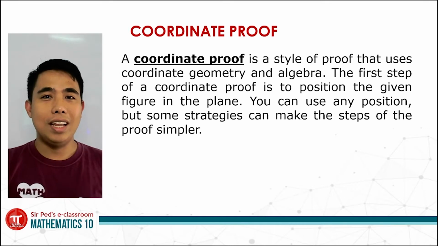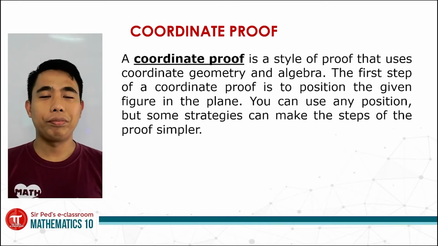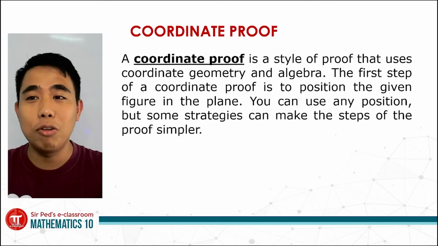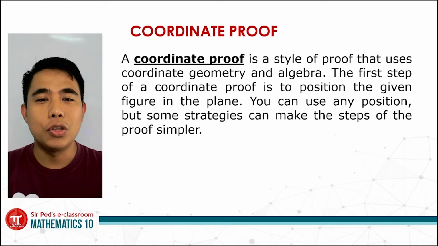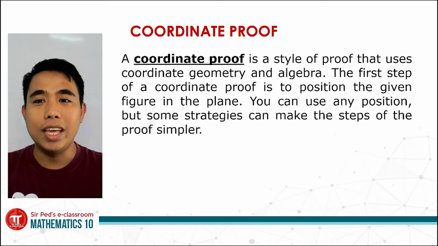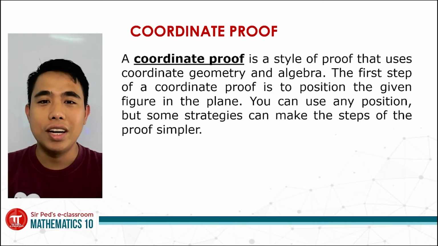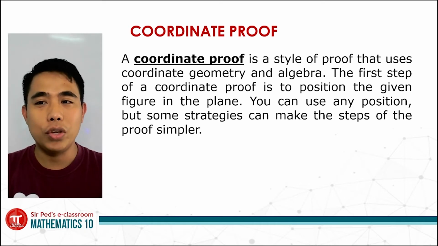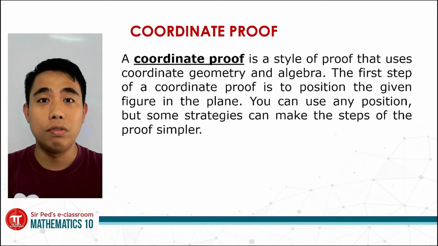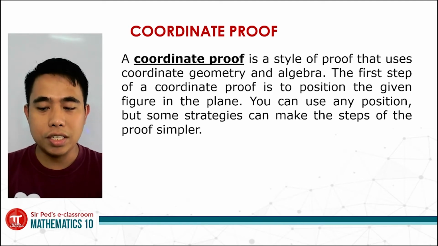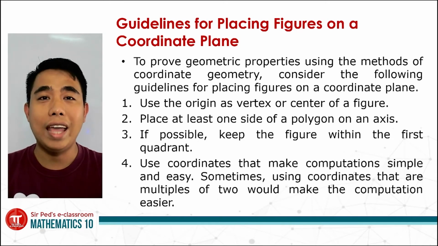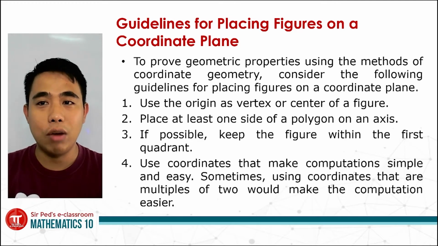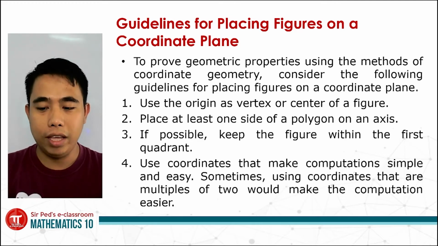And now, let's define what a coordinate proof is. A coordinate proof is a style of proof that uses coordinate geometry and algebra. The first step of a coordinate proof is to position the given figure in the Cartesian plane. You can use any position, but some strategies can make the steps of the proof simpler. And our first step is to position our figure. These are our guidelines on how we are going to position our figures on the Cartesian plane or coordinate plane.